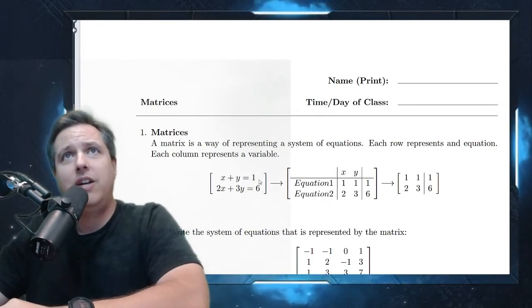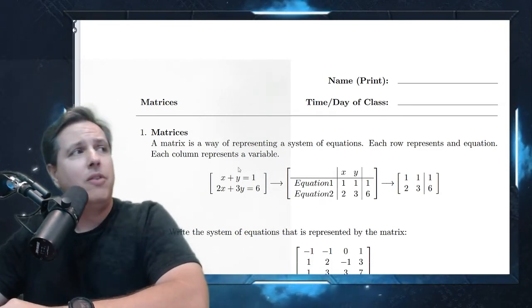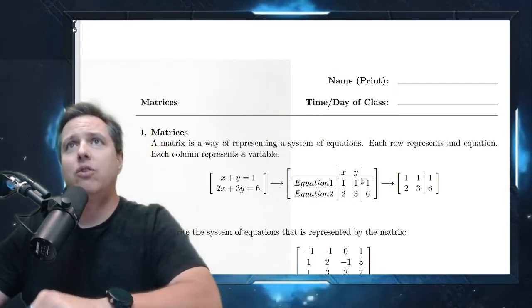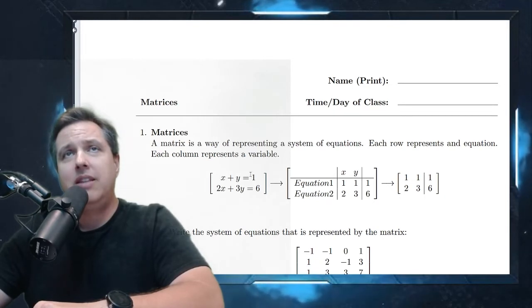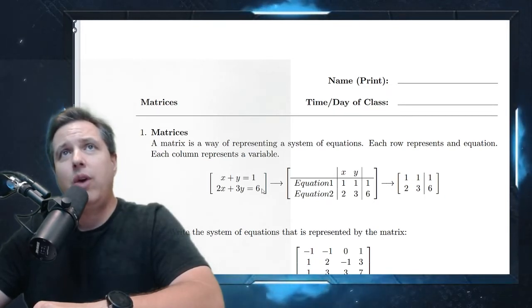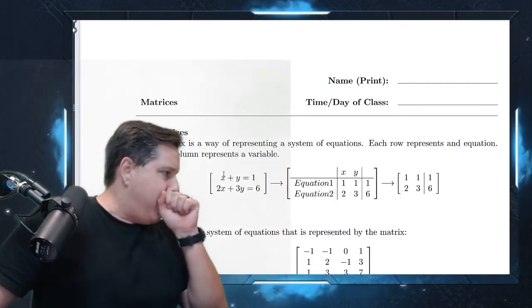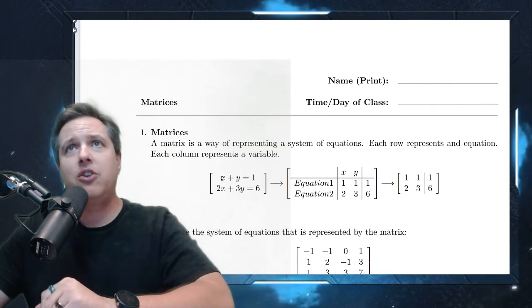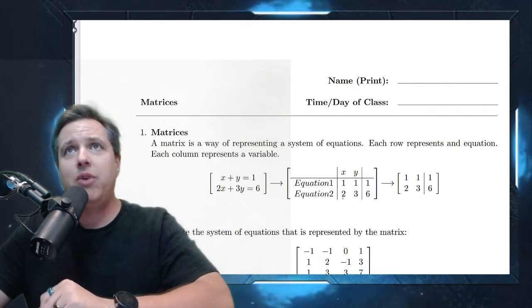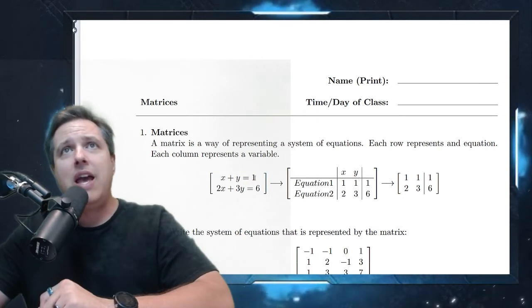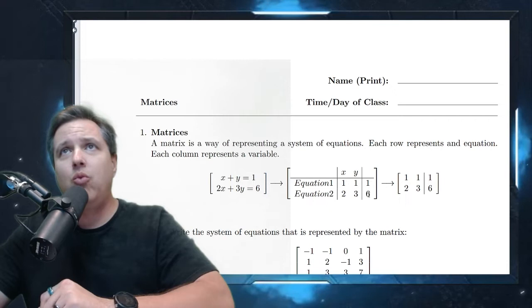So you can see right here how we translate this system of equations into a matrix. We make the first column our x's, the next column is our y's, and we only have two variables, so we only need those two columns. And then this last column is the constants that your equations are equal to. Our x coefficients are 1 and 2, so we have 1, 2. Our y coefficients are 1, 3, so we have 1, 3. And our constants here are 1 and 6, so we go 1, 6.